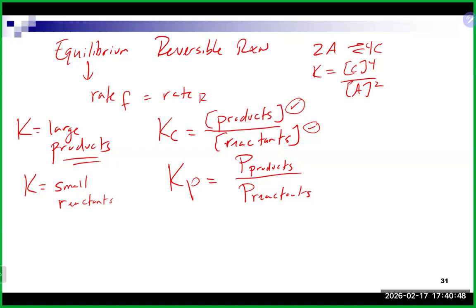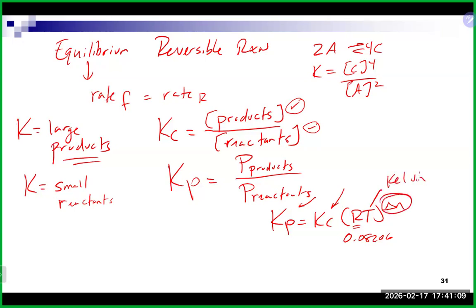We also talked about a way to go between these two K values, and that is Kp equals Kc (RT) to the delta n. That's our Kc value, that's our Kp value. R is our gas constant, 0.08206. T is our temperature in Kelvin. And also really important with this formula is the delta n part. That's the moles of gas on the product side minus the moles of gas on the reactant side. So delta n is the moles of the product gas molecules minus the moles of the reactants.